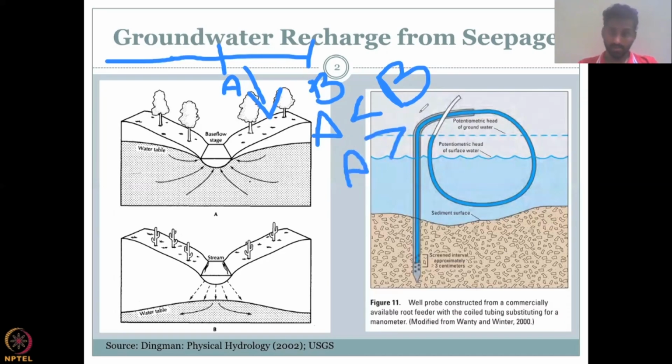If A is greater than B, what is happening? Water is losing into the groundwater, which means groundwater is getting recharged. So A minus B is the total volume lost by the river but gained by the groundwater. And that gaining is groundwater recharge. Okay. For groundwater discharge, how do you do it?